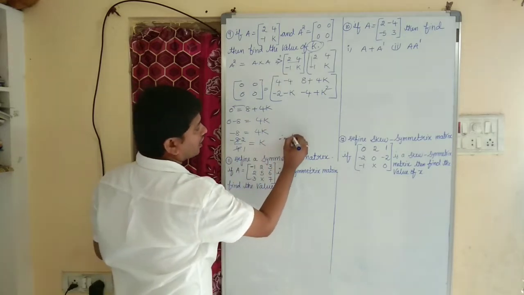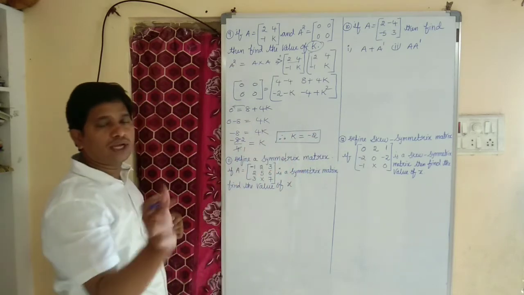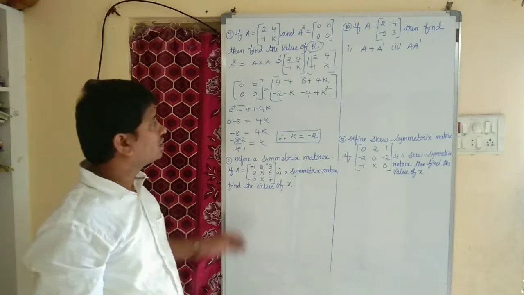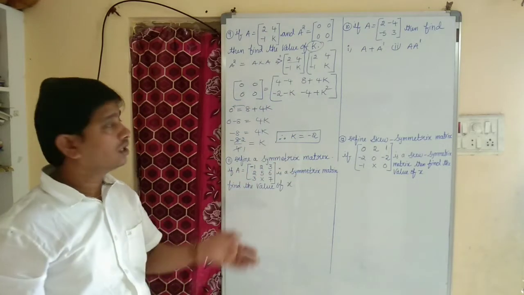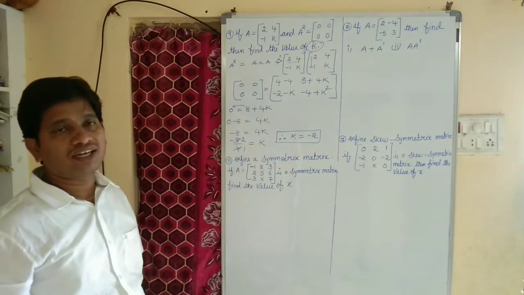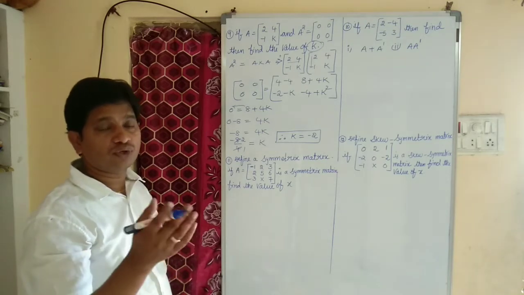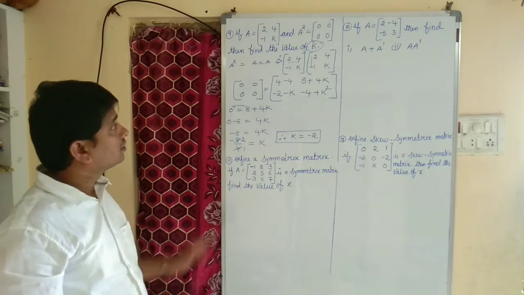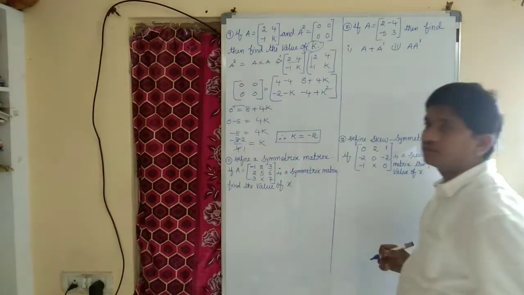Therefore, what is the value of k? Therefore, the k value is minus 2. You take any two corresponding elements. If you take 0 equal to minus 2 minus k also, you will get the k value minus 2 only. If you take 0 equal to minus 4 plus k square also, you will get k equal to minus 2 only. Okay children, understanding the question is important. Doing the solution is not so important, right? That's what. Now coming to the 10th question.